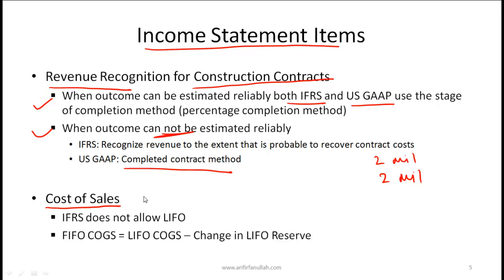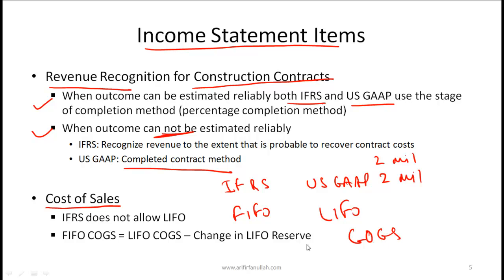Cost of sales, which is an important item on your income statement. Now, the cost of sales will be different between IFRS and US GAAP companies if the US GAAP company, for example, uses LIFO. As I had mentioned earlier, IFRS does not allow LIFO. So if you are comparing a company that follows IFRS and a company that is following US GAAP, let's say that the company following IFRS is using FIFO accounting and the US GAAP company is using LIFO accounting for inventory. Then obviously, if you are comparing the cost of goods sold, you need to convert the COGS over here into FIFO COGS. And the way we do that is, we say that FIFO COGS is equal to LIFO COGS.